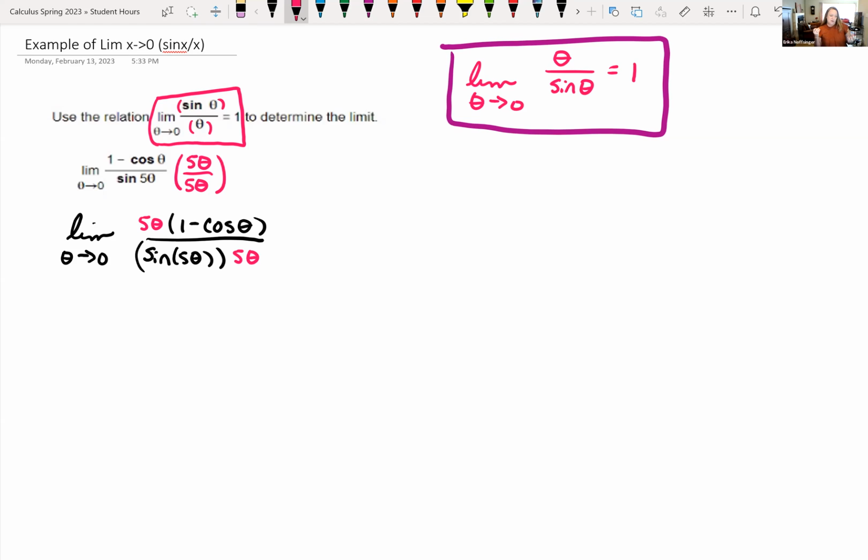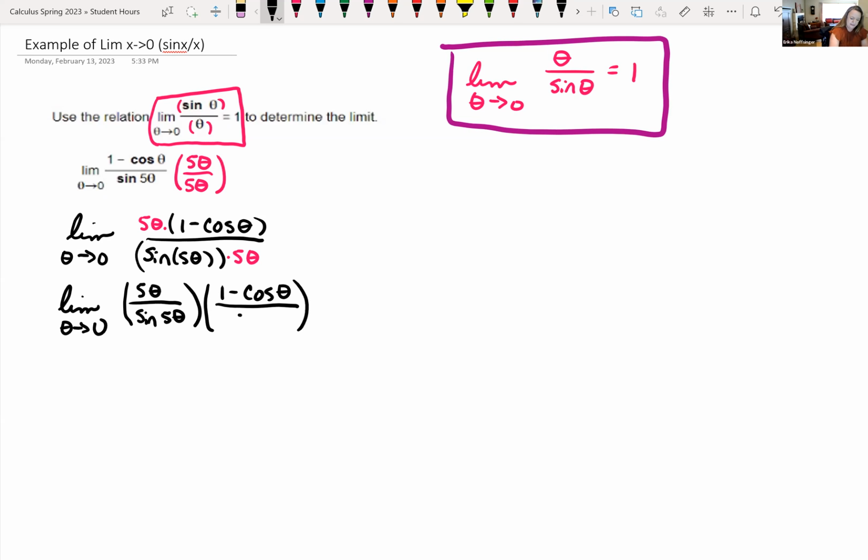So let's manipulate this. I have a product in the numerator and a product in the denominator, so I can rewrite this as a product of 2 fractions. If I do that, trying to get what I want, I have the limit of 5 theta all over sine of 5 theta times 1 minus cosine of theta all over 5 theta.